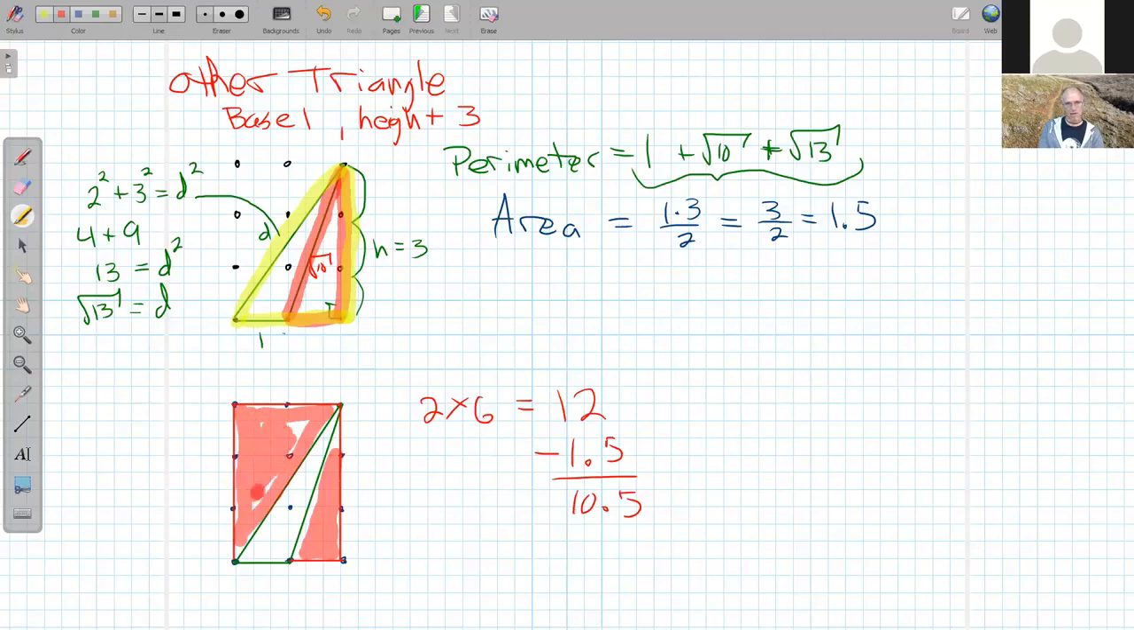And it is half of this whole rectangle, right? It goes from corner to corner there. And if the whole rectangle is 6, if the whole thing is 12, that triangle right there must have an area of 6, right? Because it's half of the whole thing. So if I take 6 away from this, oh shoot.